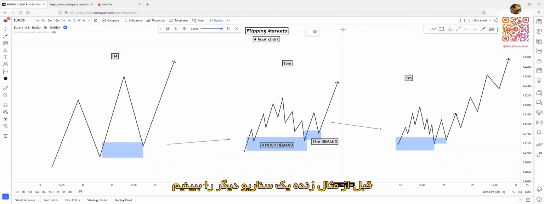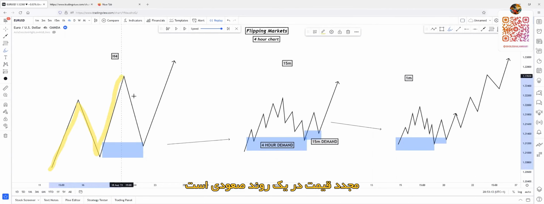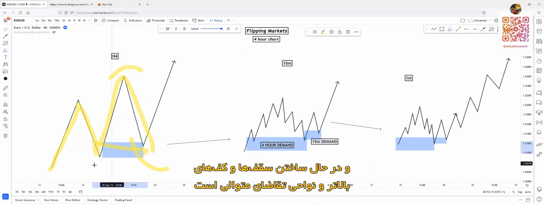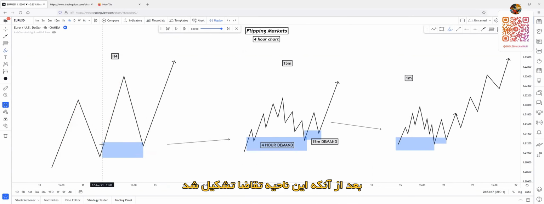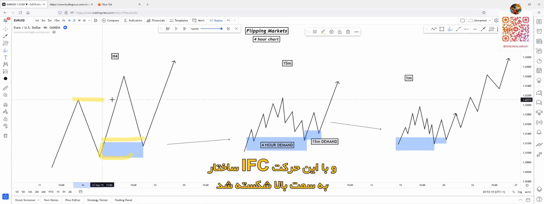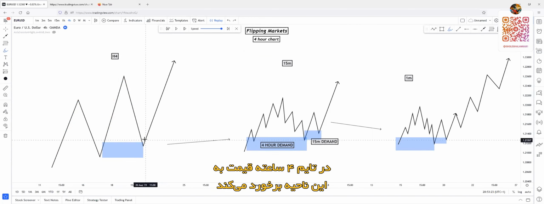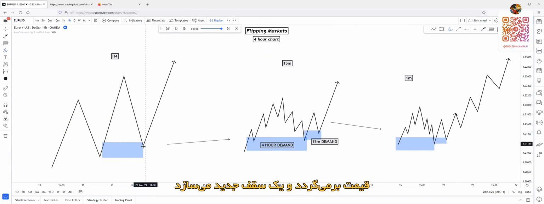So let's see another scenario before we take a look at the live examples. So price is in a bullish trend again, creating highs and lows and creating demand zones. After this demand zone has been created after a break of structure and the inefficient movement, the 4 hour price tapped into this zone and reversed the price and created a new high.